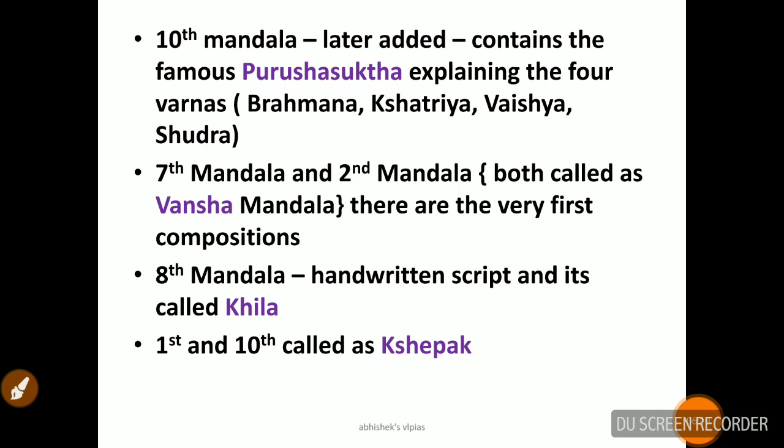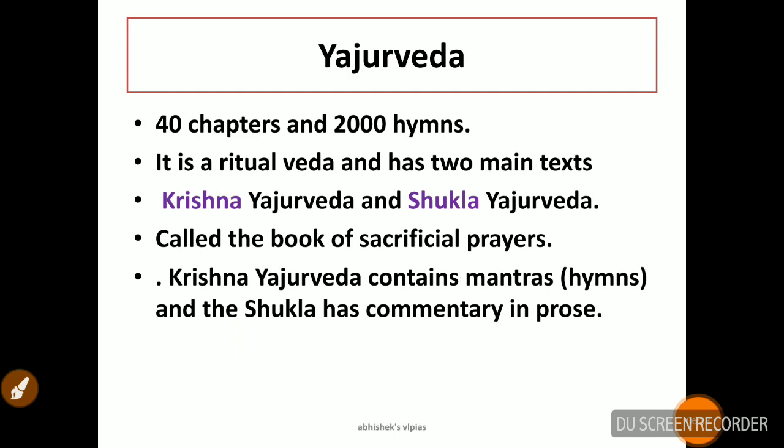And the first and the 10th mandala are also called Shepak. So Kila and Shepak are both a part of Rig Veda. The 8th mandala is Kila and the first and 10th mandala are called Shepak. And in the 10th mandala we added Purusha Sukta, in which they mention the 4 varnas: Brahmana, Kshatriya, Vaishya and Shudra.